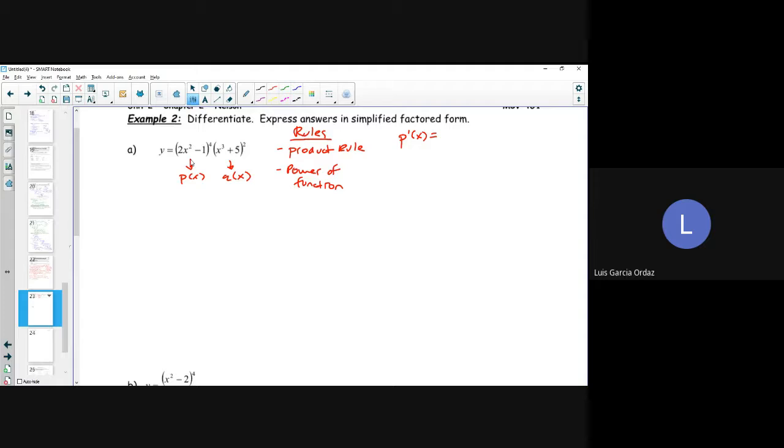Okay, let's do it together. Let's check if Mohammed's answer is right. So I got 4 times (2x squared minus 1) to the power of 3, multiplied by the derivative of the inside, which is 4x. Now I can multiply my 4 and 4x together, which gives me 16x times (2x squared minus 1) to the power of 3. So that would be my derivative of p of x. Does everybody agree with that?